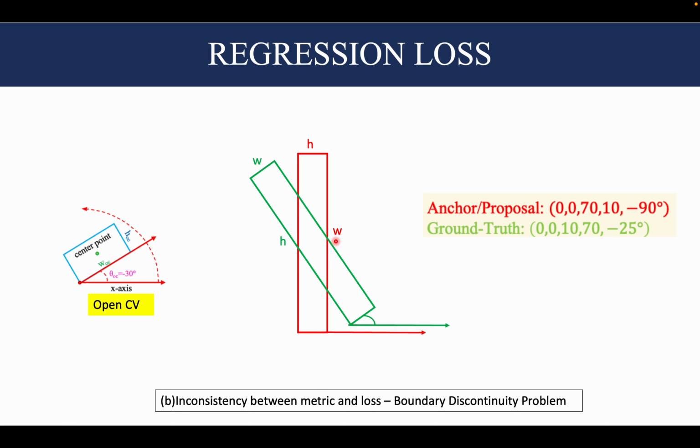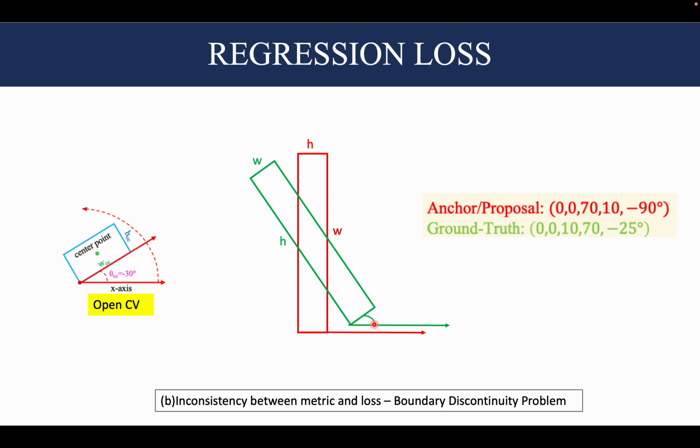So if we consider this red box as the anchor box and the green to be a ground truth box, and if we say that their center points have regressed, that is, they're coinciding, the width for the anchor box would be defined as per the OpenCV definition to be this edge, and the height would be this edge, and the angle would say be minus 90 degrees. For the ground truth case, however, the width would be defined to be this edge, the height would be this edge, and the angle is say minus 25 degrees.